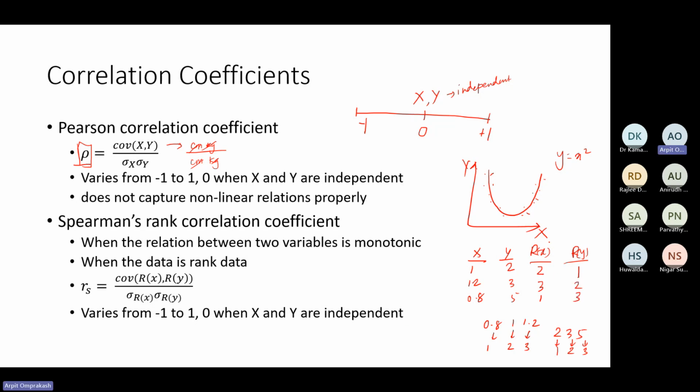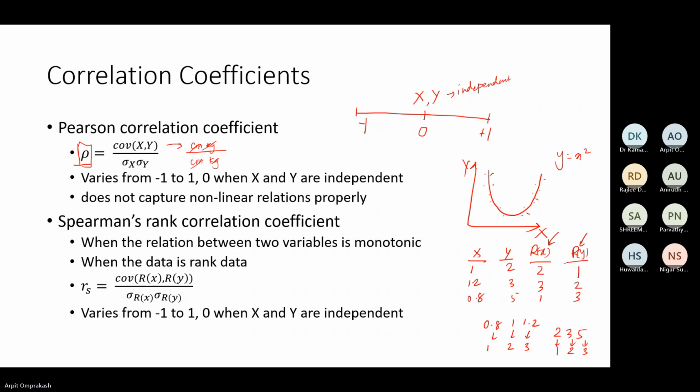And then what we do, using these variables, rank of x and rank of y, we calculate the Pearson correlation coefficient. So now we calculate the covariance between rank of x and rank of y, and we take the standard deviation of rank of x and standard deviation of rank of y in the denominator. The Spearman rank correlation coefficient varies from -1 to 1, where 0 represents that x and y are independent, 1 means there's perfect linear relationship, and -1 means there's perfect negative linear relationship.